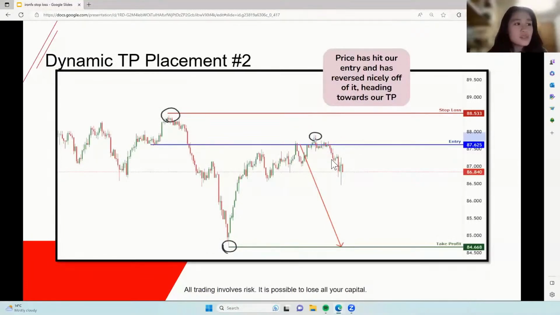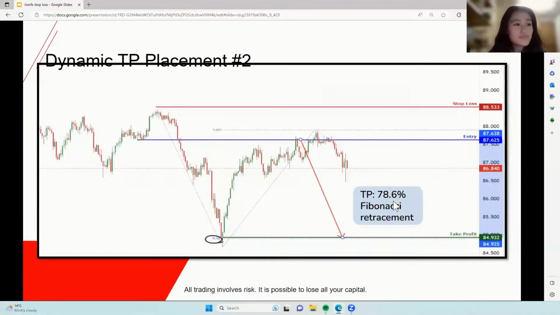Okay, you can see price moving up this area. Price hit our entry and has reversed off of it nicely. It's now heading towards our take profit. And then we pull out another Fibonacci indicator. In this case, we are using Fibonacci retracement.